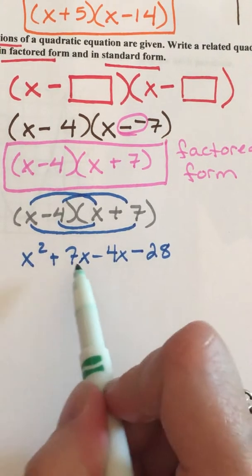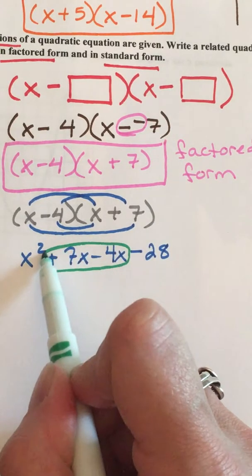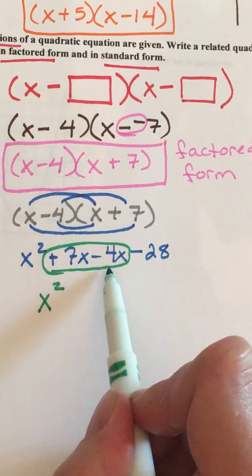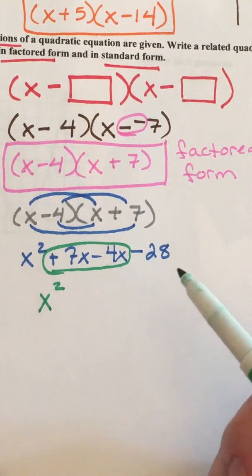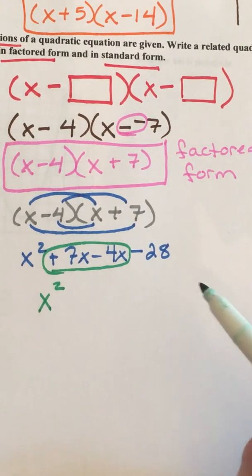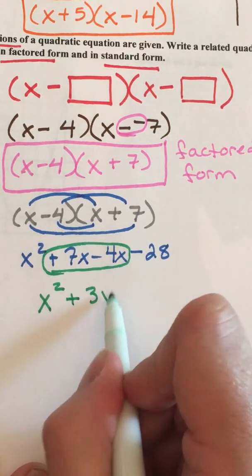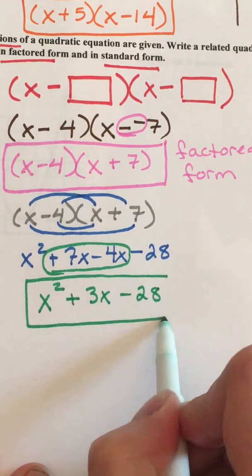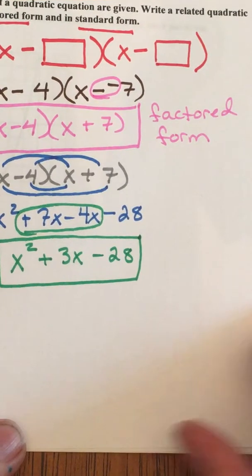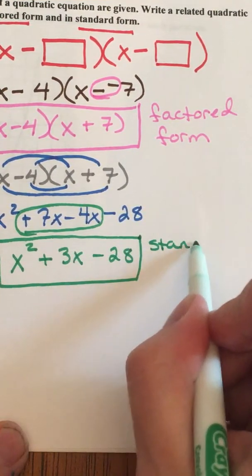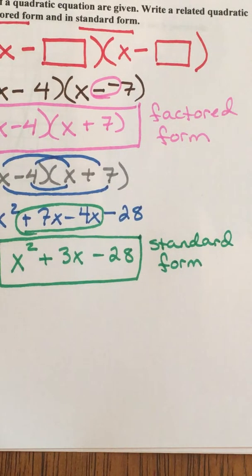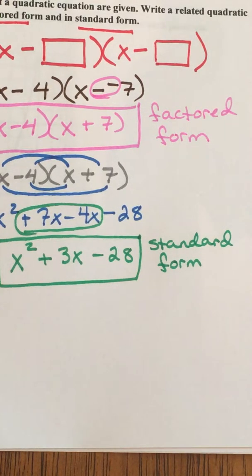Let's combine like terms. Here they are in the middle. X squared. Hey, what is 7x minus 4x? Do you remember? That's right, it's positive 3x minus 28. And there it is. This is your standard form. That wasn't too bad. That's pretty easy. We like those. All right, let's do the next one together.